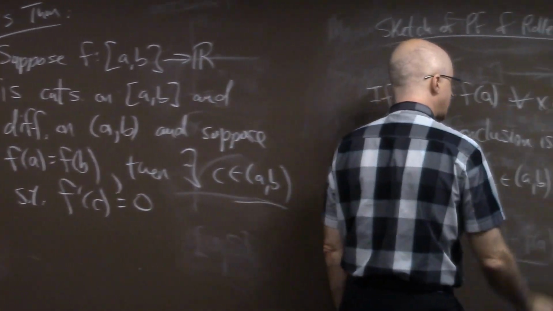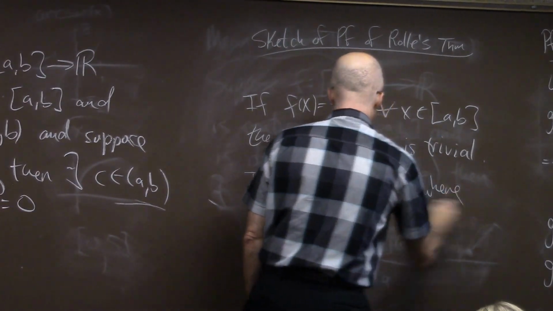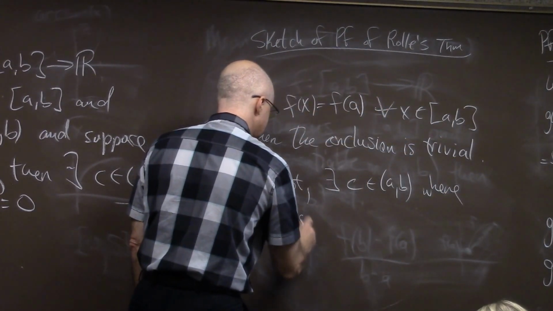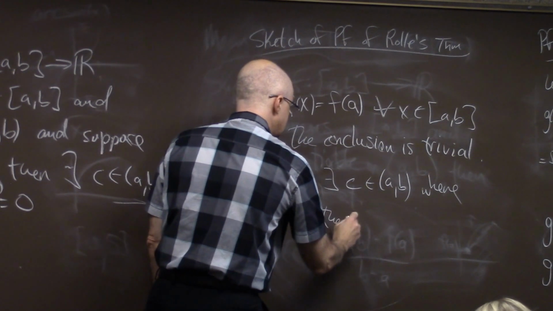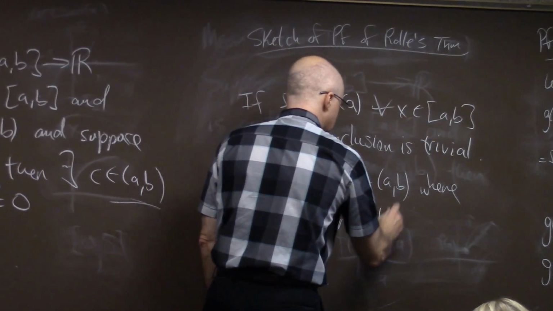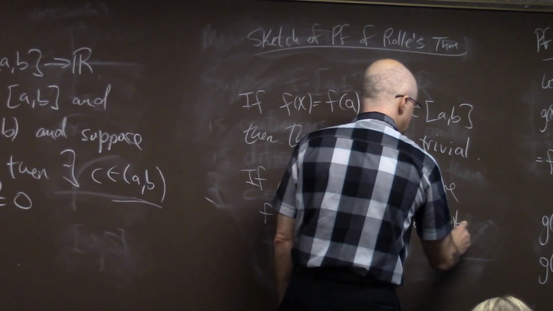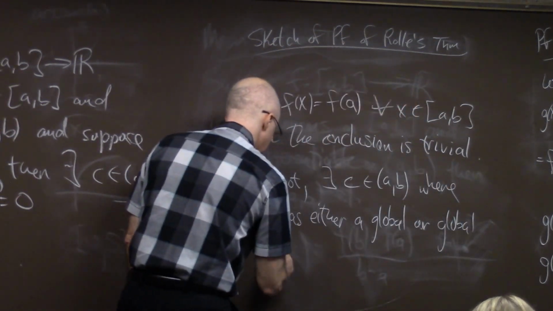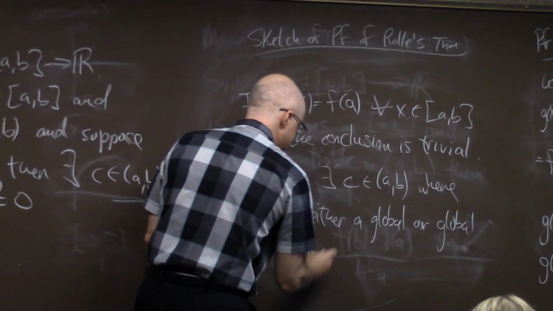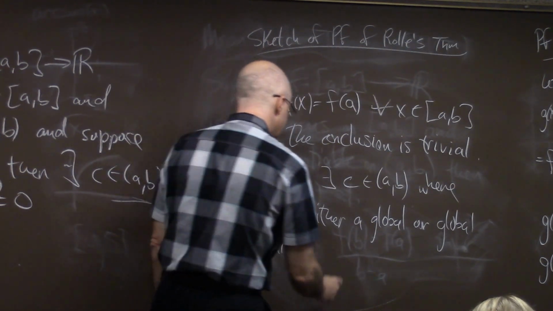There exists a c in (a, b) where f has either a global max or global min, so it's a local max or a local min as well.